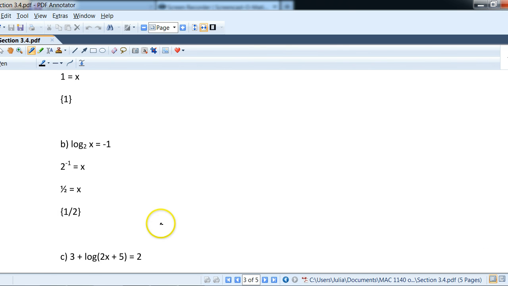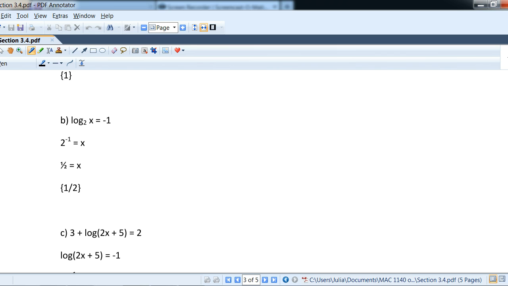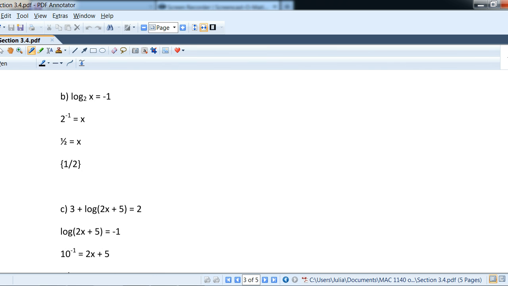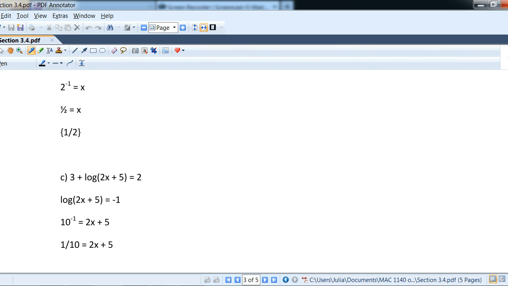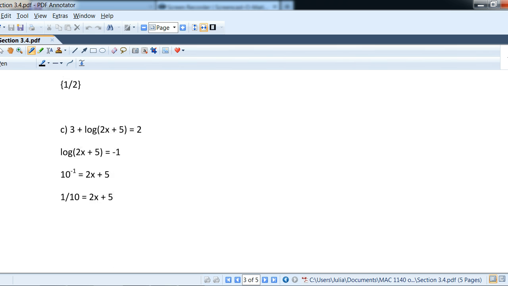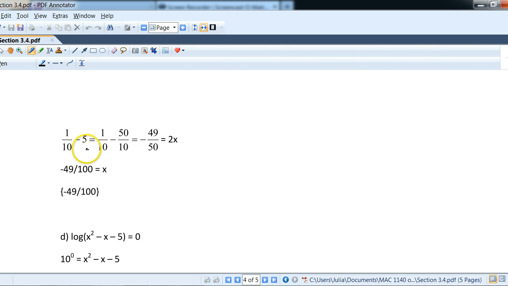Okay. What if we have 3 plus log of 2x plus 5 equals 2? Well, let's work on isolating the log and have it all by itself. So we can subtract 3 from both sides. We'll have it equal to negative 1. And then again, notice how there is no base, but that means generally that it's base 10 to the negative 1 power equals 2x plus 5. So we'll get 1 over 10 equals 2x plus 5. Now we must use fractions. So it's 1 over 10 minus 5, or 1 over 10 minus 50 over 10, which will get negative 49 over, I think it should be 10.